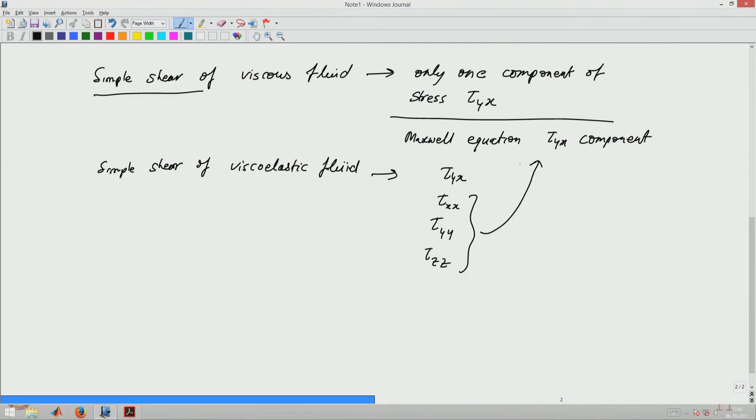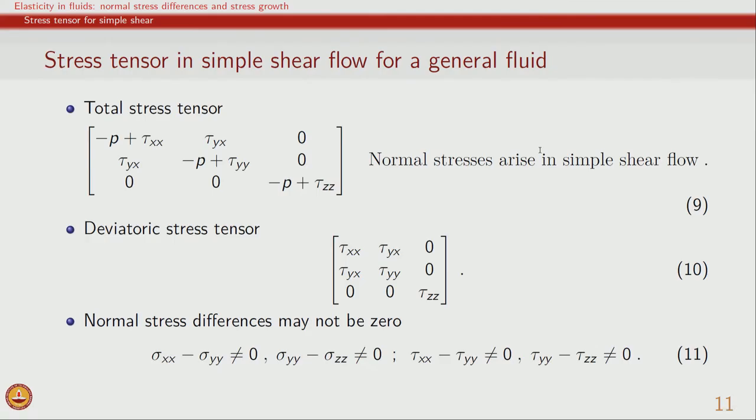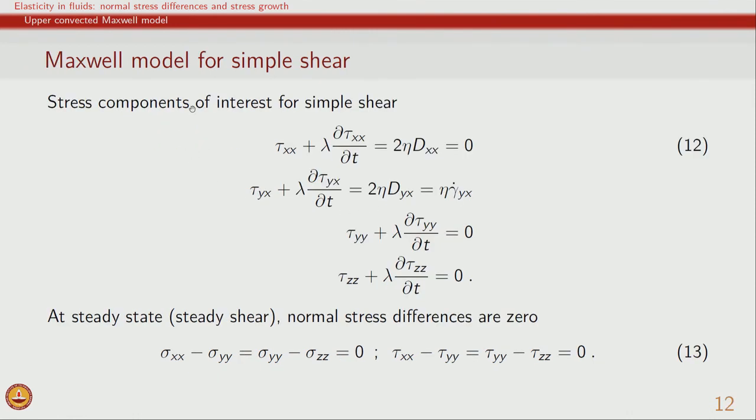So, why is it that we did not consider tau xx, tau yy, tau zz for the Maxwell equation, which is actually an example of a viscoelastic fluid? What we can show is, since the Maxwell model is a linear model, it actually fails to show any normal stress differences. For a general fluid we expect that normal stress differences may not be 0. Now, let us see how a Maxwell model behaves when it is applied in simple shear.